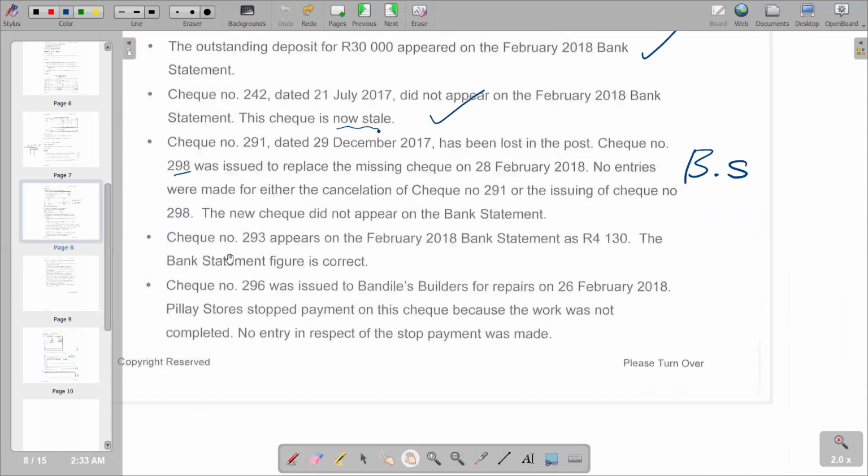So from there, we can now move on to the next point, which is saying check number 296 was issued to Abad Delays Builders for repairs on 26 February 2018. Pile Stores stopped the payment of this check because the work was not completed. No entry in respect of the stop payment was made.